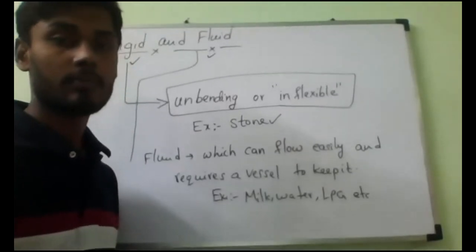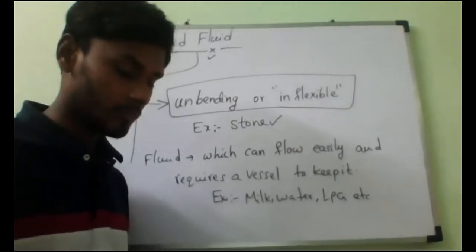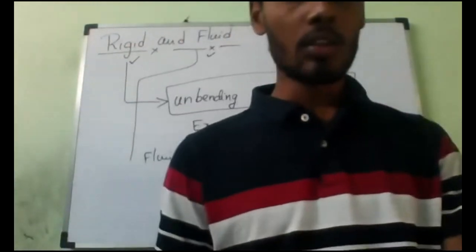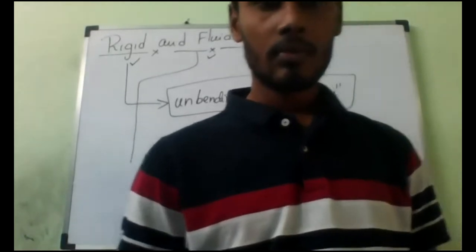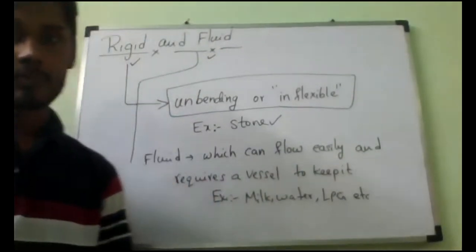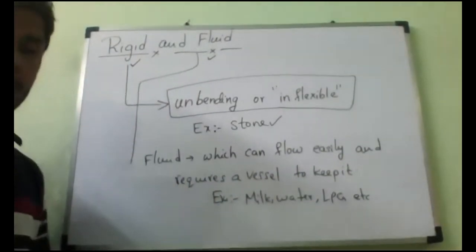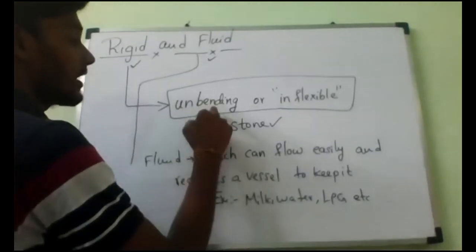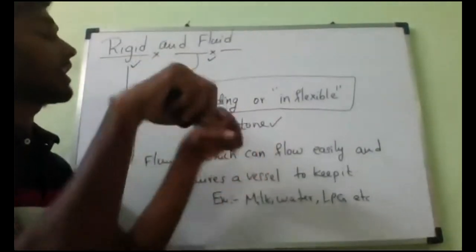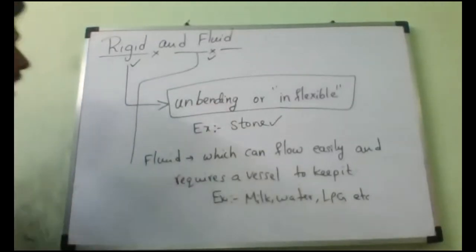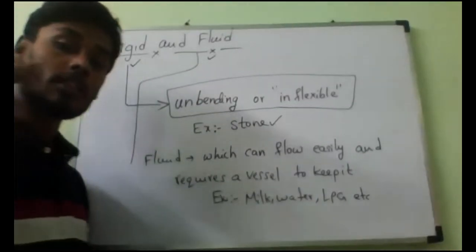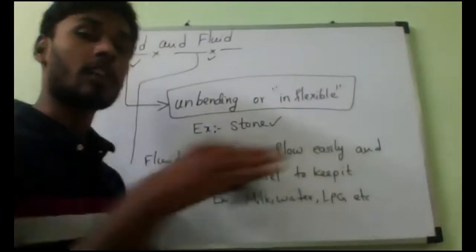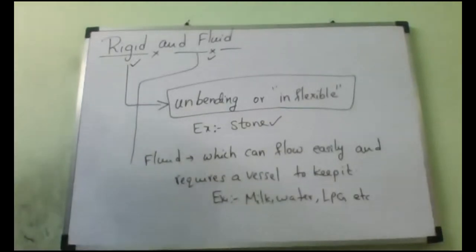Completed? Now, this is the meaning of rigid. Rigid means it is not possible to break or to bend. And fluid means which can flow. If you pour it on a surface, it will start moving. That substance is called a fluid.